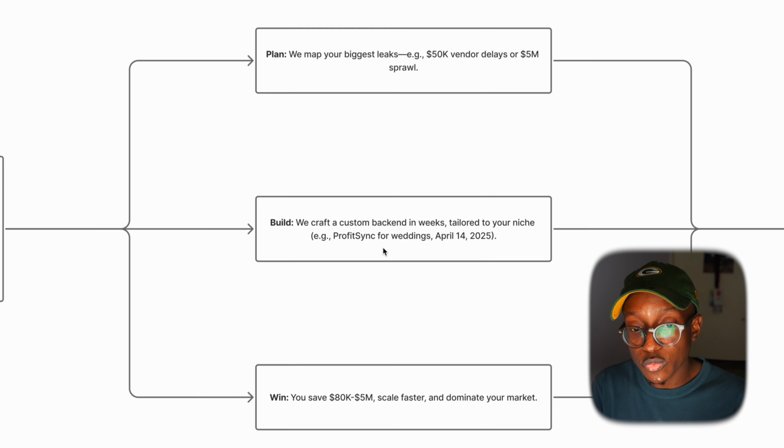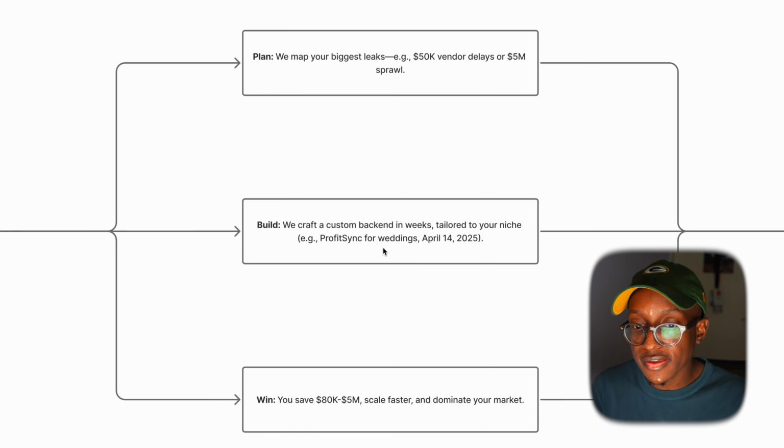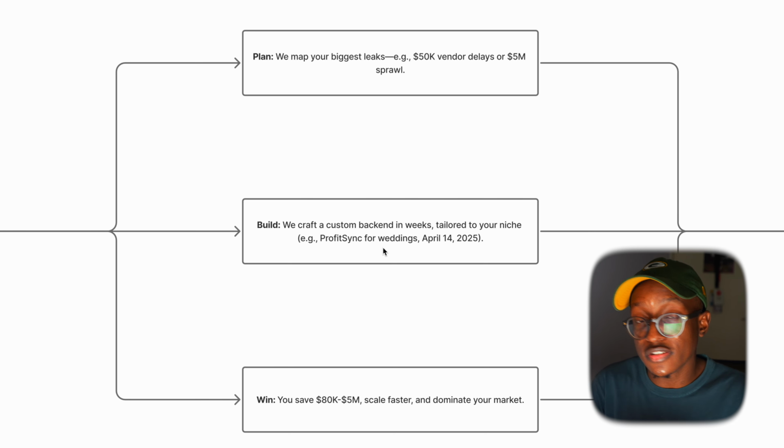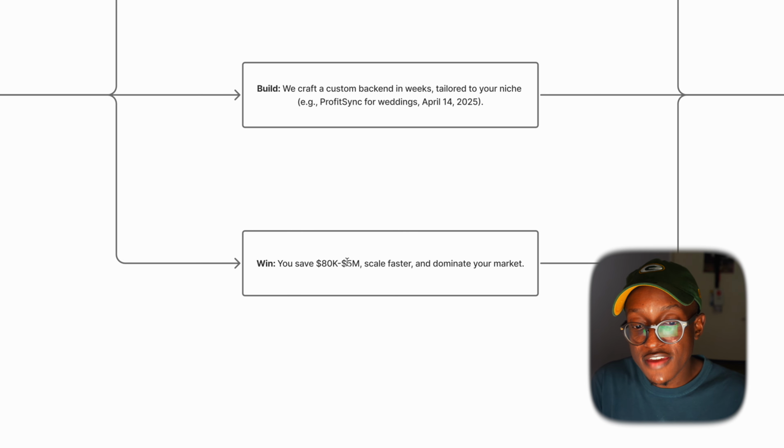And then we build, where we build a custom backend in weeks, and then we tailor it to your niche. For example, profit sinks if you're running a wedding business, which then allows you to basically 10x what you've currently been doing at this present moment in time. And then win, you basically save 80K to 5 million, you scale faster, and you dominate your market.